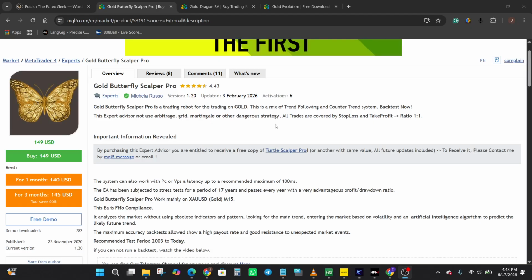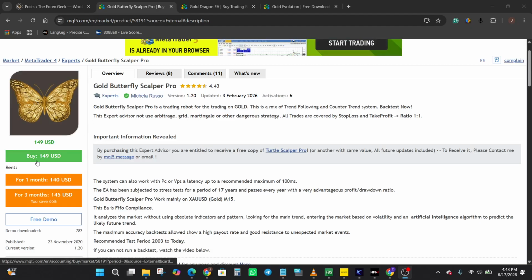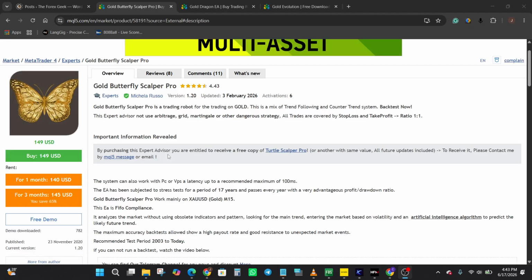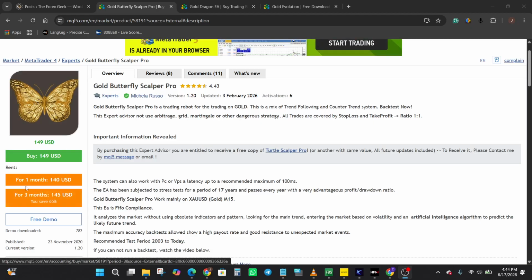Starting with the Marketplace page, Gold Butterfly Scalper Pro is currently priced at 149 US dollars, with rental options available for 1 month and 3 months. 1 month is going for 140 US dollars. 3 months is going for 145 US dollars. Now, this is version 1.2, updated in February 2026.